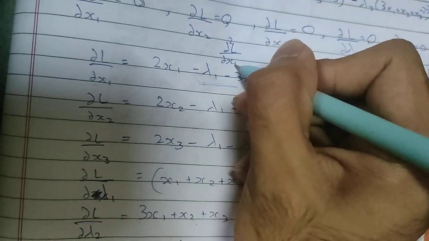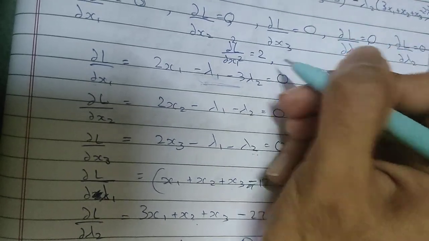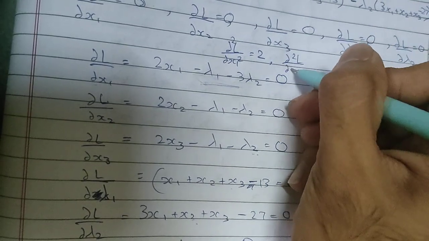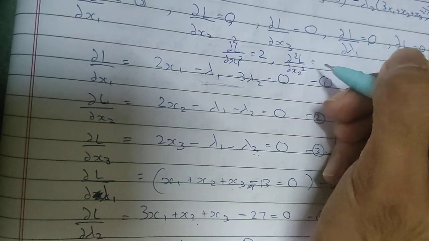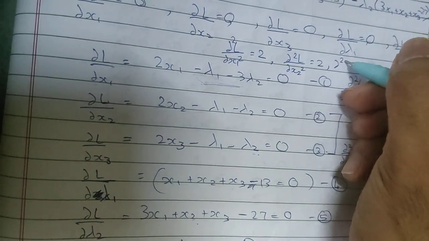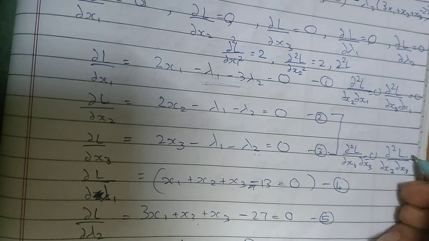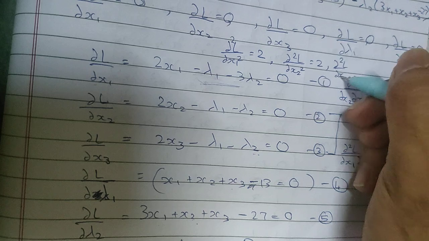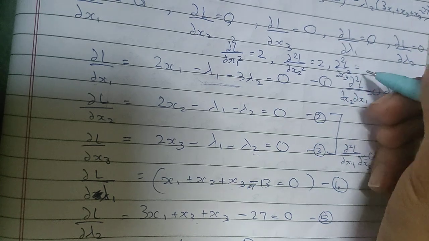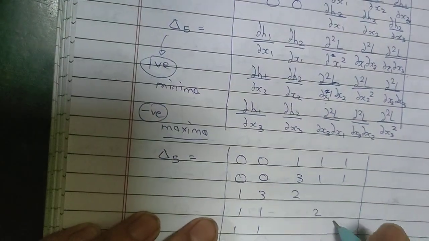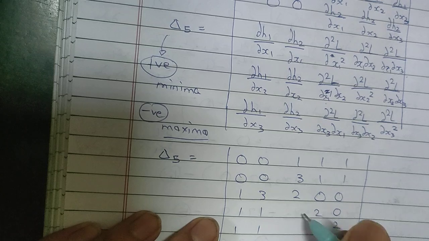That is, when we calculate this over here, we'll get 2. Similarly, when we calculate del square L by del x2 square, we'll get 2. These all are 0. And lastly, when we calculate the derivative with respect to x3 twice, we also get 2 again. So basically, these diagonal elements come as 2. In general, this is the case, okay?